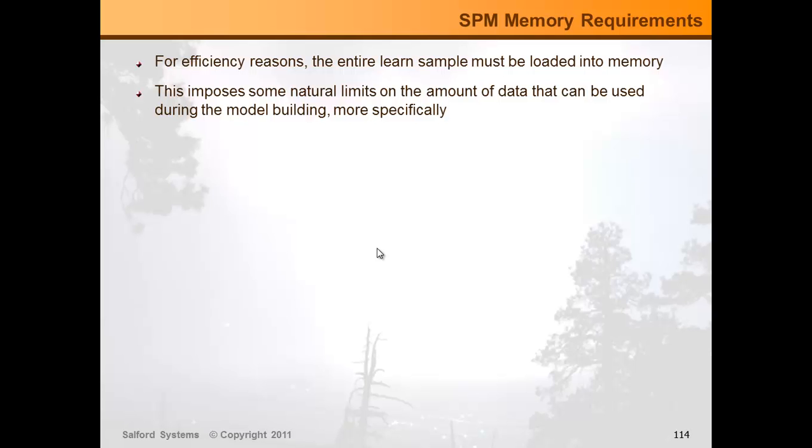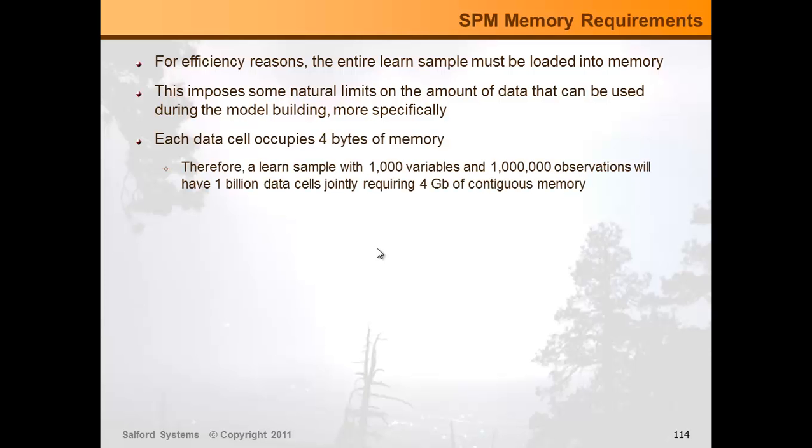This imposes some natural limits on the amount of data that can be used during model building, or more specifically, according to our current internal assumptions, each data cell will occupy 4 bytes of memory. Now, in modern data collection systems and databases, the data is usually stored in so-called double precision, when each data point occupies, say, 8 bytes of memory.